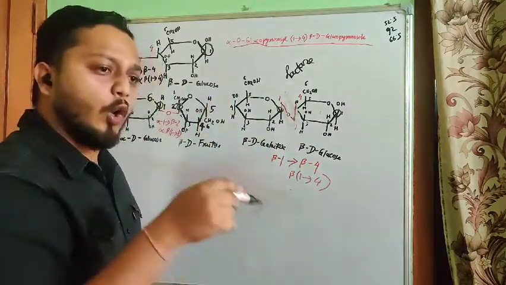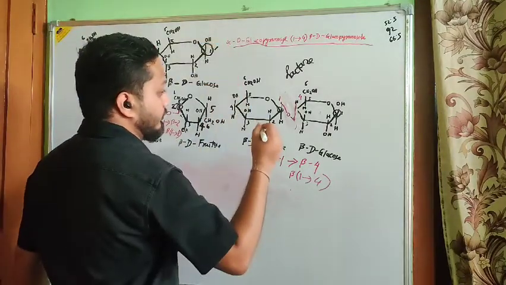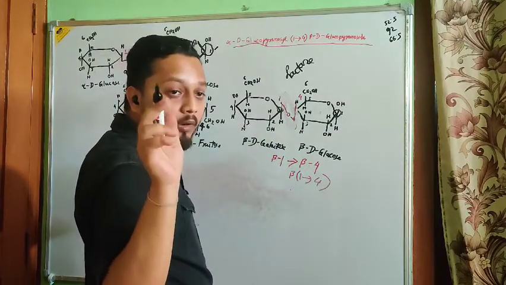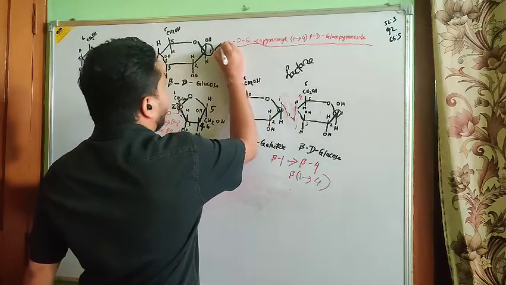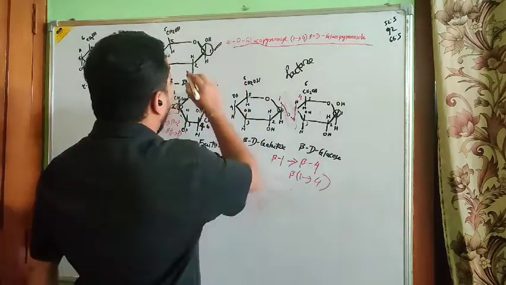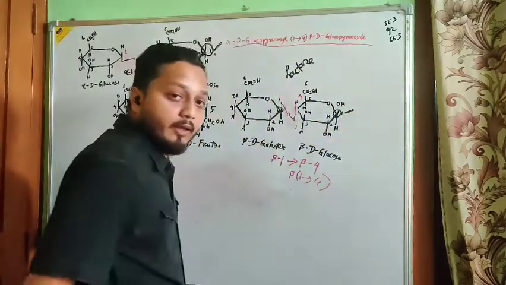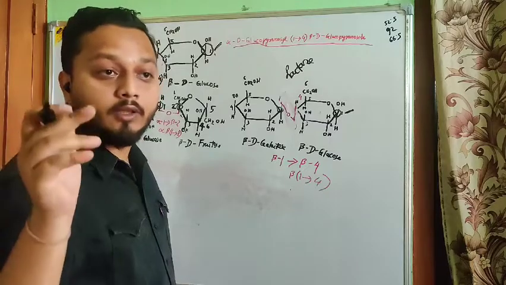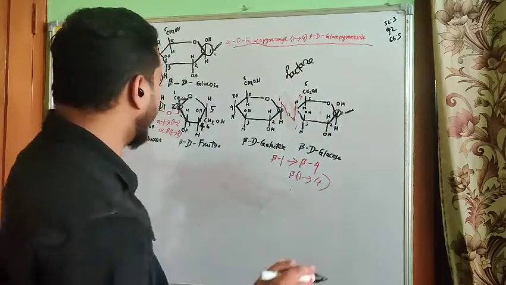If there is only one free anomeric carbon atom, at least there should be one free anomeric carbon atom for the reducing property of carbohydrate. Here this is the free anomeric carbon atom for maltose. For galactose, this is the free anomeric carbon atom. Anomeric carbon atom means the aldehyde or ketone group related to the structure, you can understand.